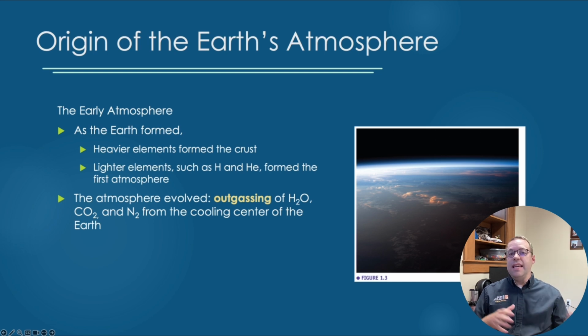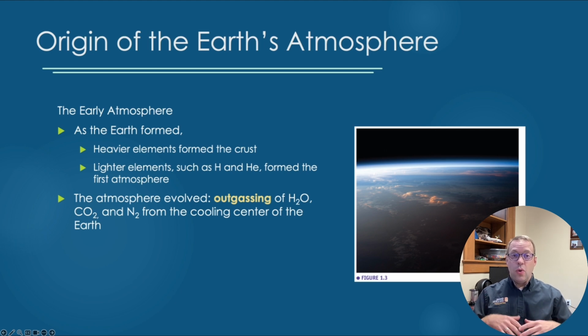Now, as the crust continued to cool, there were still pockets of gases inside. And whenever there were fissures in the crust, they would find a way to escape. This process is called outgassing. And the main elements that we got from this are water, carbon dioxide, and nitrogen. Water is H2O, which you see in the slide here. Carbon dioxide is CO2, and nitrogen is N2.